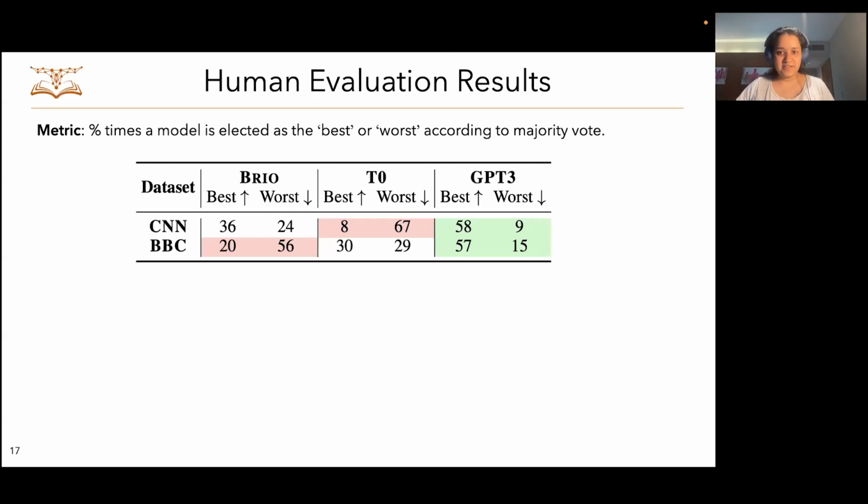So first, we see that GPT-3 was voted as the best model more than the other 2, 58% of the times for CNN and 57% for BBC. So it very convincingly beats these fine-tuned models from prior work.